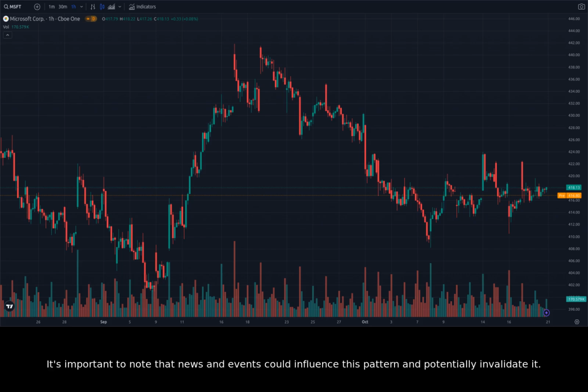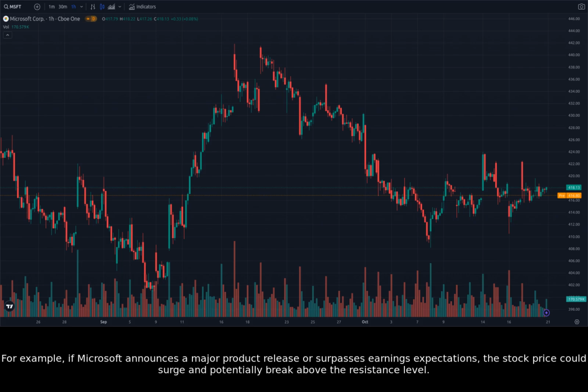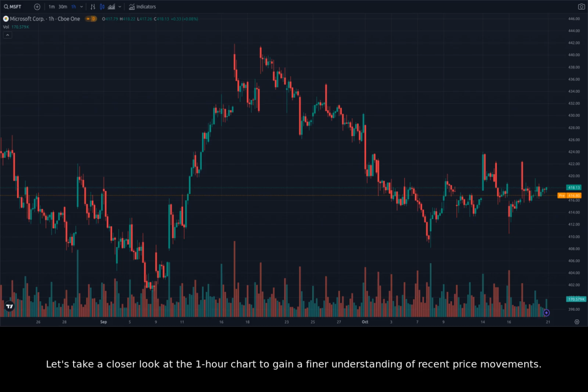It's important to note that news and events could influence this pattern and potentially invalidate it. For example, if Microsoft announces a major product release or surpasses earnings expectations, the stock price could surge and potentially break above the resistance level. Let's take a closer look at the one-hour chart to gain a finer understanding of recent price movements.